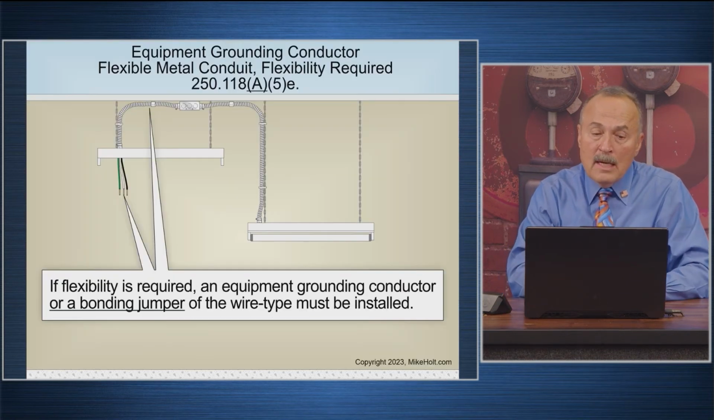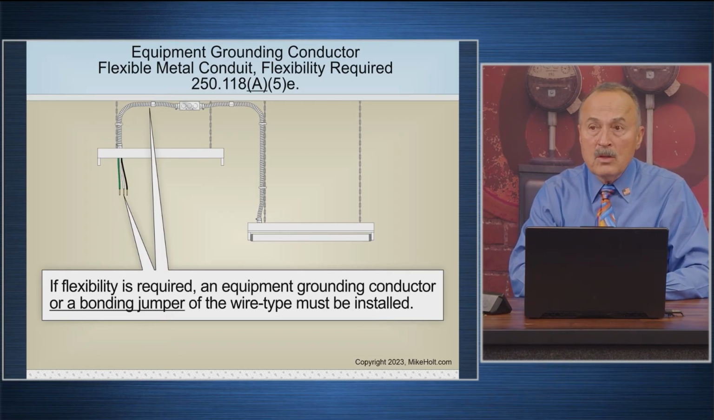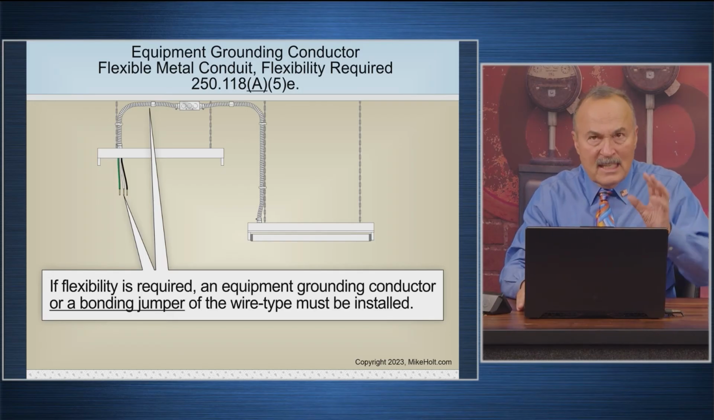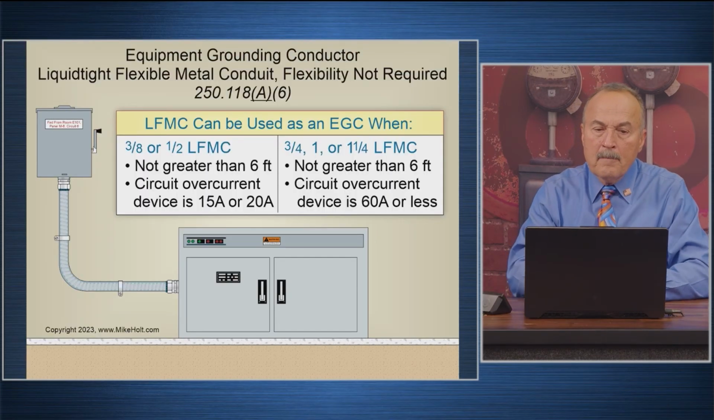Now, it goes on, it says, however, if flexibility is required, an equipment grounding conductor or a bonding jumper of the wire type must be installed. So if you have to have flexibility, if it's required, well, who makes that decision? Well, I didn't have to have it. Okay, well then you don't have to have an equipment grounding conductor. You know what I mean? So the key there is that if flexibility is required.